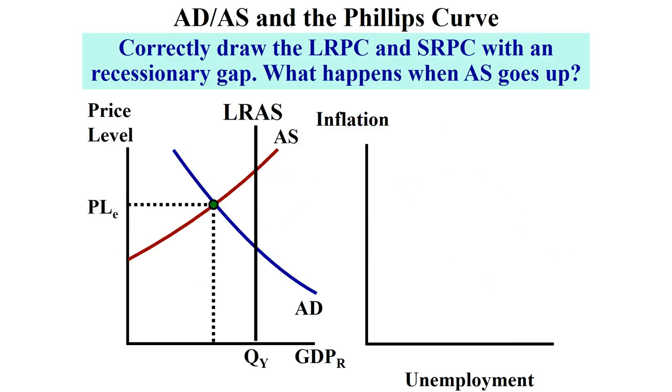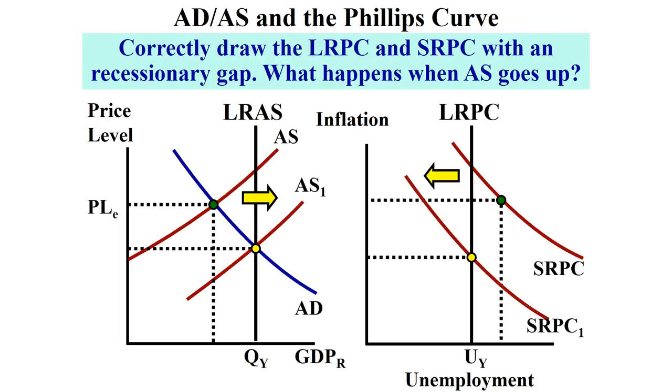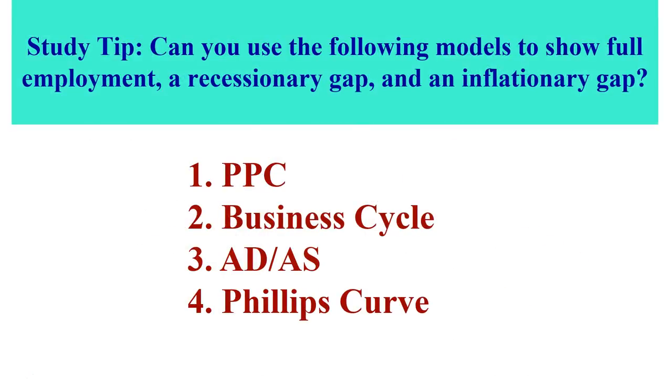Last example I can give you, let's say I've got the LRPC and SRPC with a recessionary gap. I'm going to draw a recessionary situation for my Phillips curve. And the question says, what happens when aggregate supply goes up? Well, an increase in aggregate supply shifts it to the right. So I'll shift aggregate supply to the right, returning me to an equilibrium situation. On the Phillips curve, I'm going to shift the Phillips curve to the left, moving back to an equilibrium in the Phillips curve.